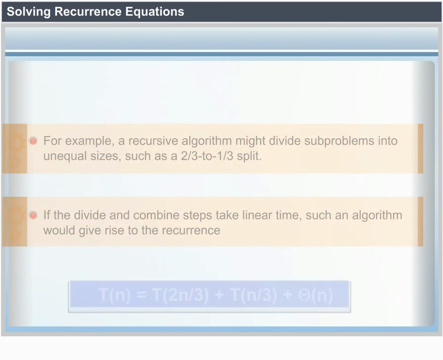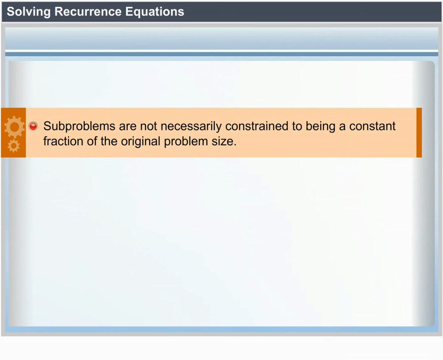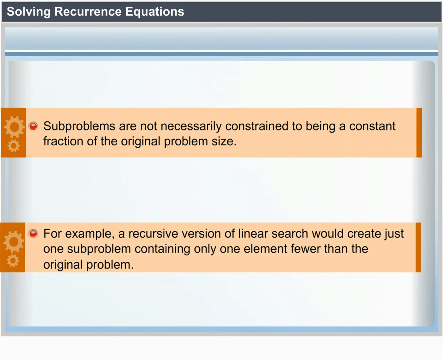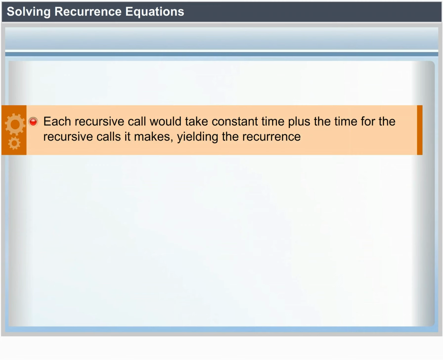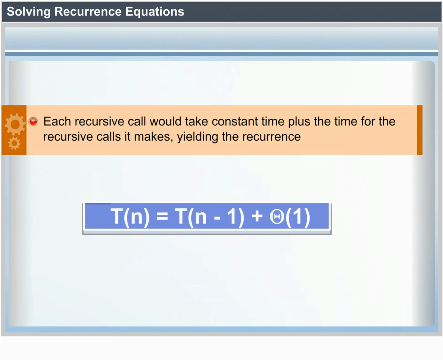Subproblems are not necessarily constrained to being a constant fraction of the original problem size. For example, a recursive version of linear search would create just one subproblem containing only one element fewer than the original problem. Each recursive call would take constant time plus the time for the recursive calls it makes, yielding the recurrence T of n equal to T of n minus 1 plus theta of 1.